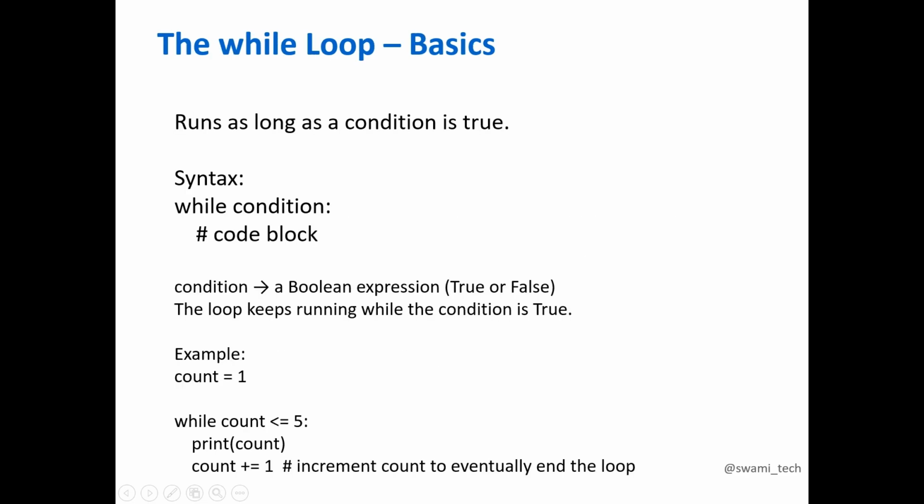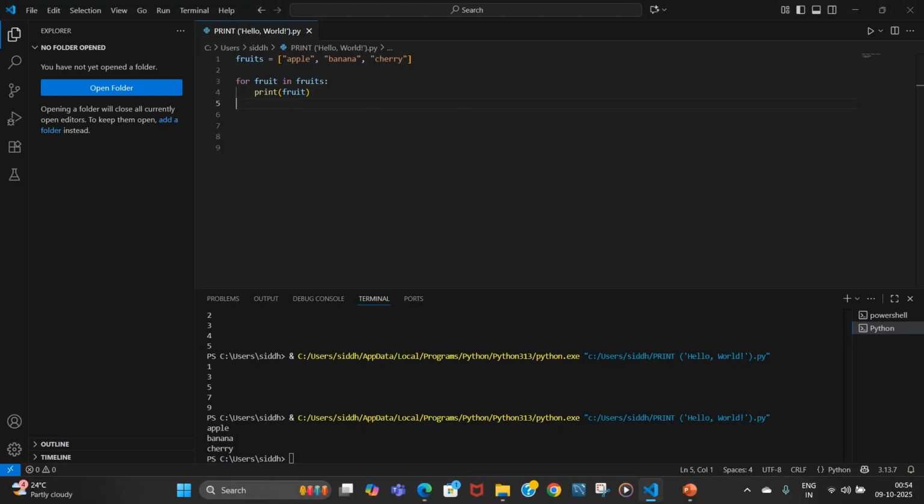Now the while loop, the second loop in Python. Unlike the for loop, which iterates over a predefined sequence, a while loop keeps executing as long as a certain condition is true. Let's type this into Visual Studio.